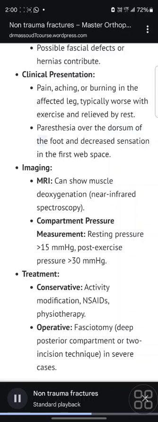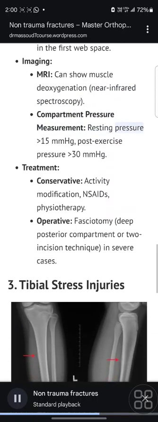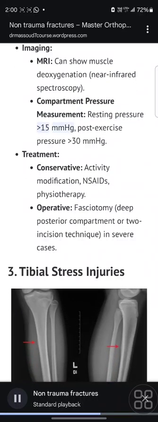Paresthesia over the dorsum of the foot and decreased sensation in the first web space. Imaging. MRI can show muscle deoxygenation, near-infrared spectroscopy. Compartment pressure measurement: resting pressure greater than 15 mmHg, post-exercise pressure greater than 30 mmHg.